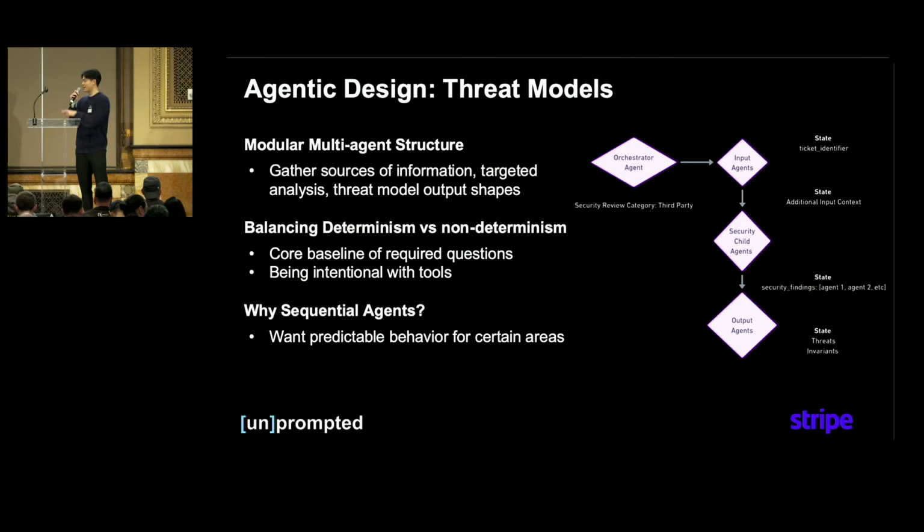And so in our case, we actually opted for the latter. You can imagine we have a security review ticket come into our queue, and our agent can take the time and processing time that it needs to get back a response. So this led us to take a modular multi-agent structure.